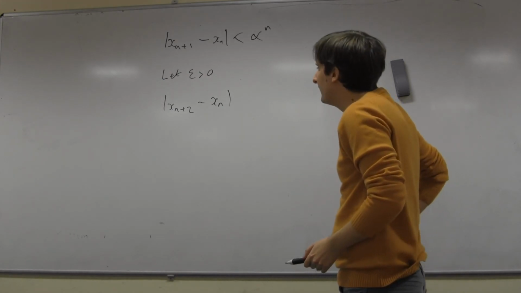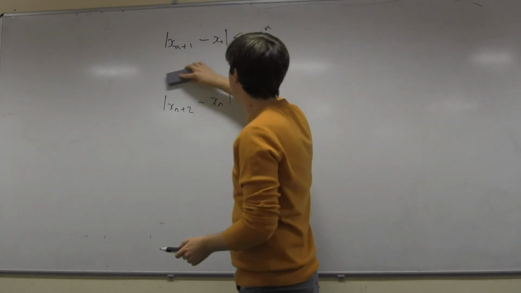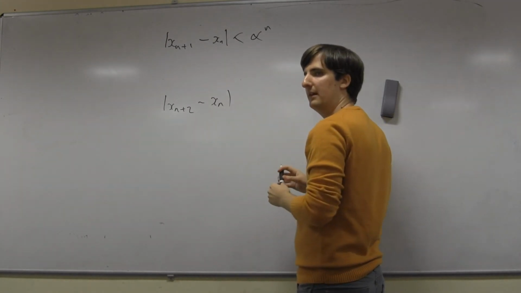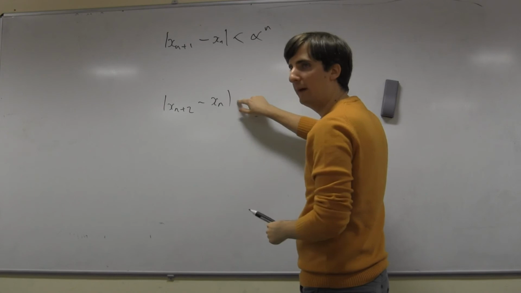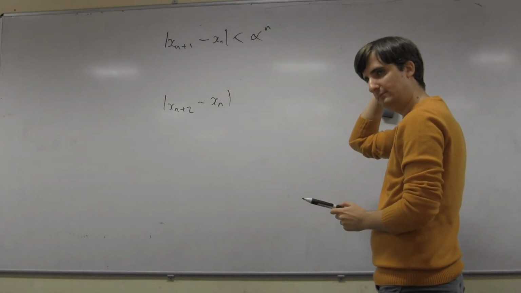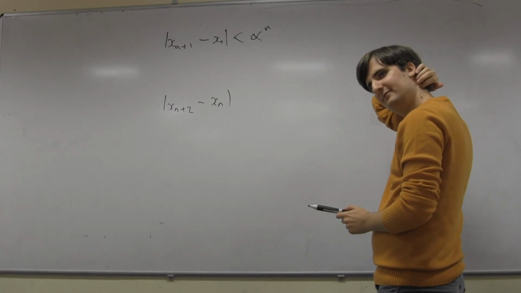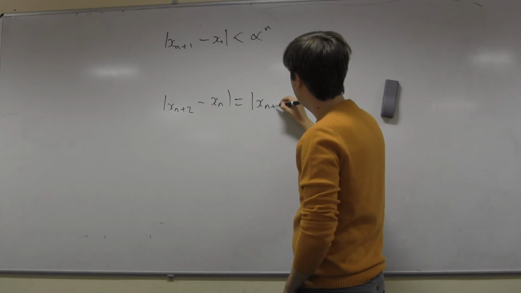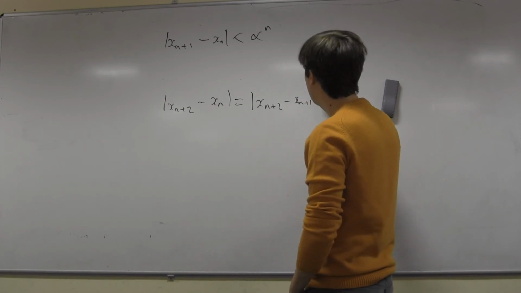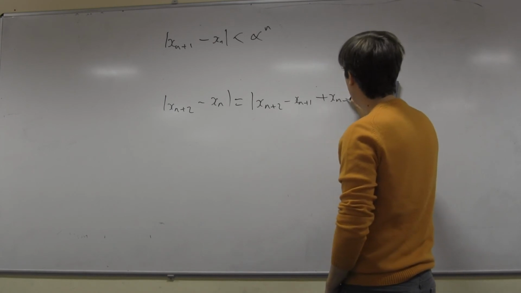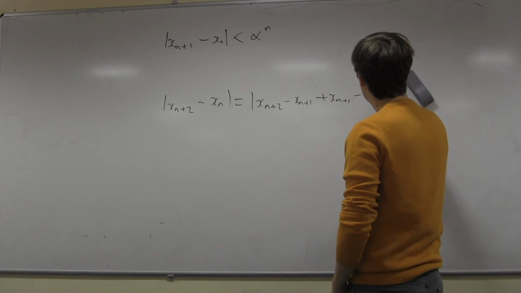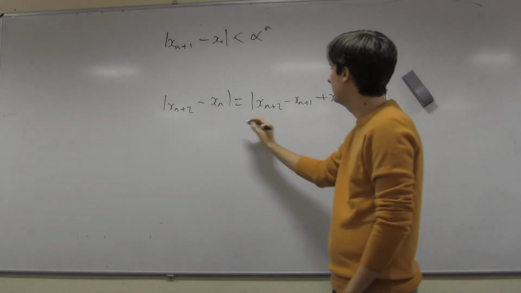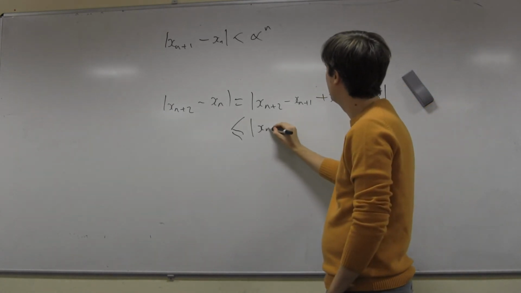So just forget about that for now. Just look at, suppose we wanted an upper bound on this, x_{n+2} minus x_n. Can we use this to get an upper bound on this? Well, we can do x_{n+2} minus x_{n+1} plus x_{n+1} minus x_n. And then this will be smaller or equal, and we take that.